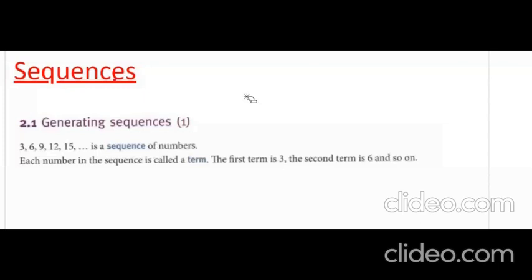So what is a sequence? A sequence is a set of numbers which are arranged in a certain pattern. When numbers are written in a pattern, that is called a sequence. For example, you can see the numbers 3, 6, 9, 12. So it is written in a sequence. I just write 3, 6, 9, 12.